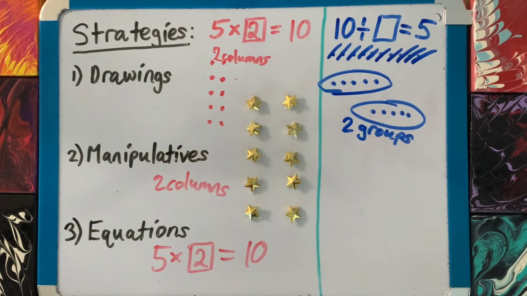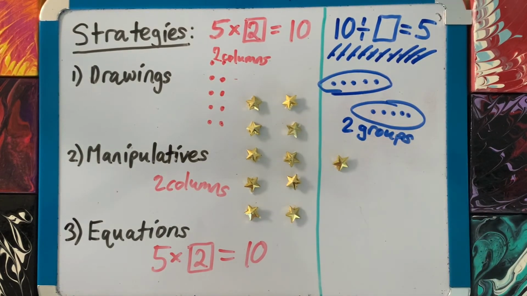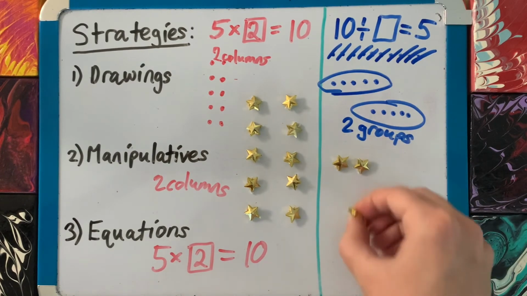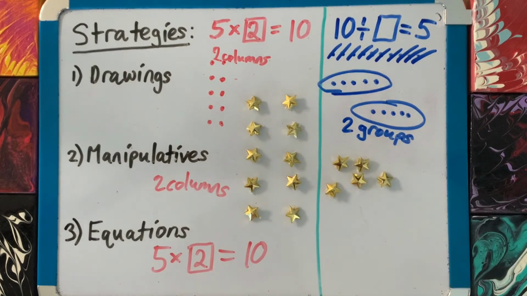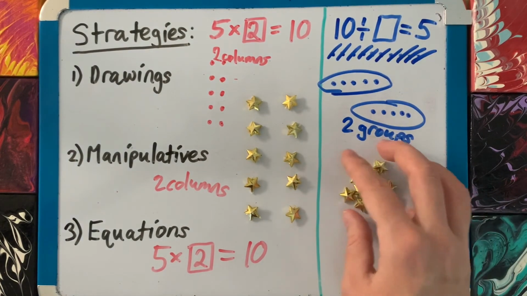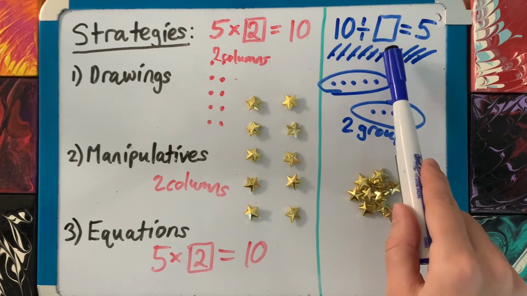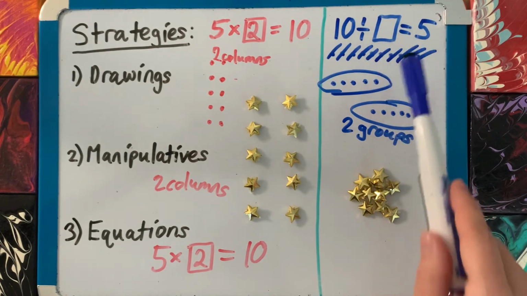So you can get your beans, beads, Lego pieces, sequins, whatever you have. And we need a total of 10 of these manipulatives because we have a total of 10 right here. So 1, 2, 3, 4, 5, 6, 7, 8, 9, 10. Okay, so here I have 10 gold stars. You can have 10 of whatever manipulative that you use. And we have 10 divided by a certain number of groups to equal 5 in each group.